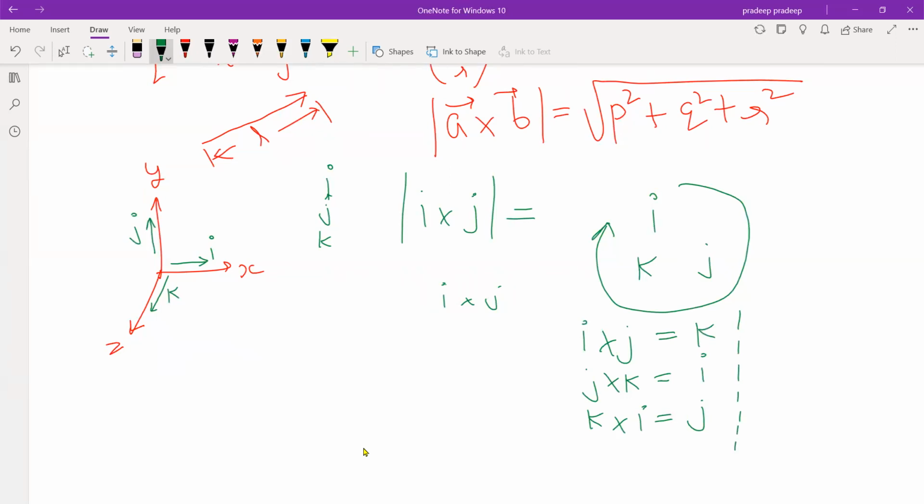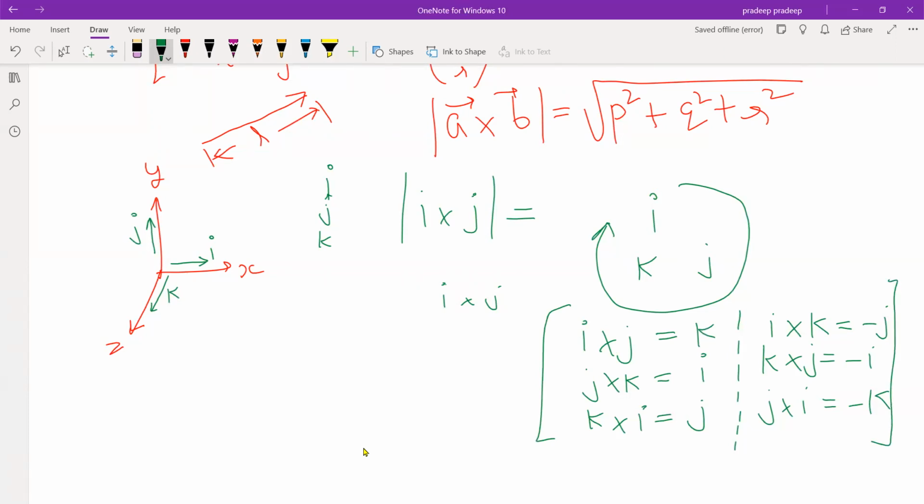Similarly, now let's go against the cycle. Let's start with i and we go towards k. So i cross k, we are going against the cycle, so the result will be j, but with a negative sign. So i cross k will be minus j. Similarly, if I do k cross j, that will be minus i. And at the end, j cross i will be minus k. So all of these formulas you should remember by heart. Please write this down, and the consequent method, the cycle method.